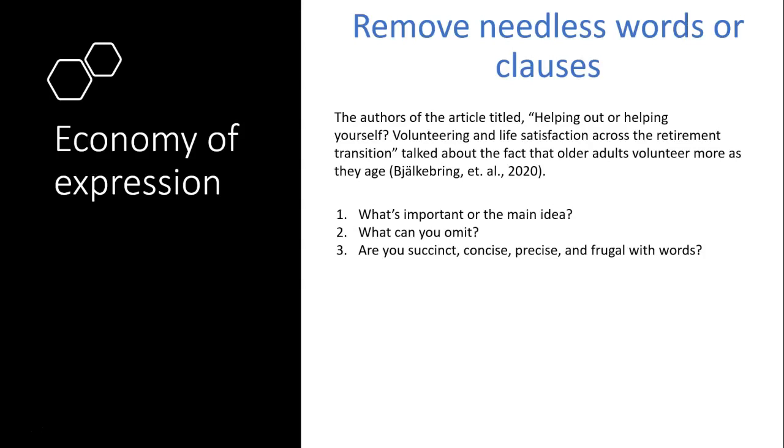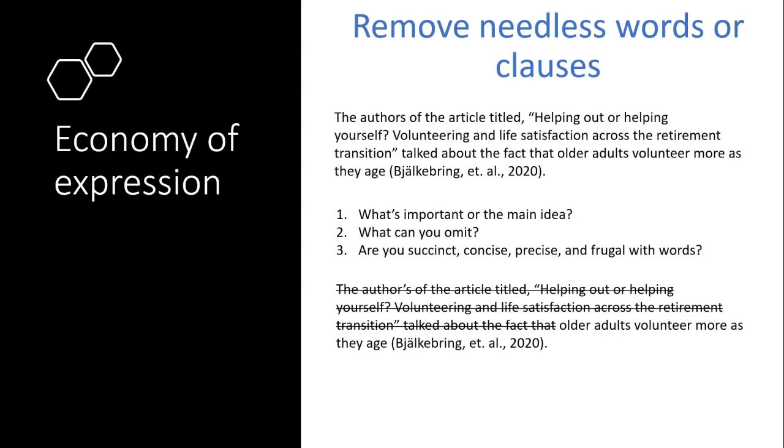There's a lot of extra words here, and I would like to suggest that you can pretty much get rid of most of it. Because the main point of this passage is just that older adults volunteer more as they age. The rest of it is superfluous. It's not helping you to make a point, and it's just adding words, basically, and explaining what the title of the article is. Well, a reader can find that in your references. They don't need that in your paper.